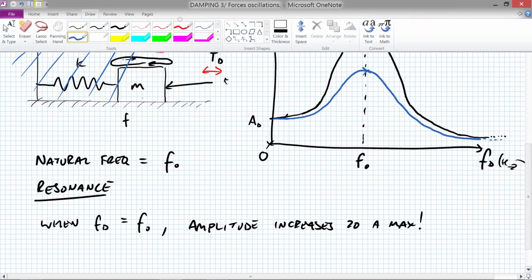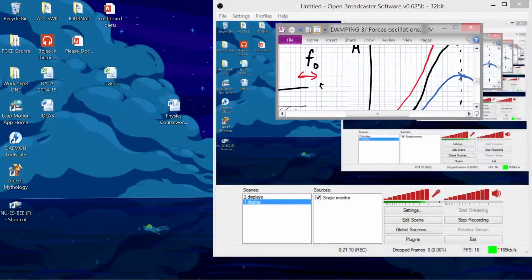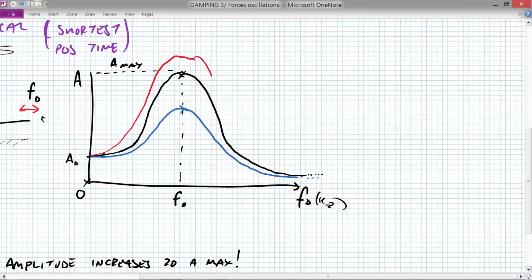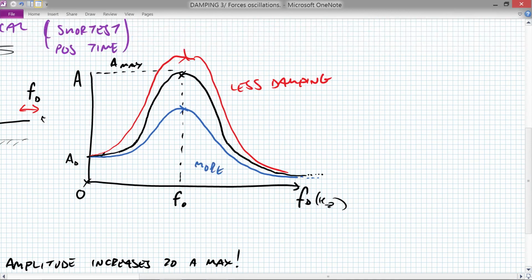And likewise, I could lubricate the system. I could evacuate all the air, or I could replace all the air with helium or something, and that would create a higher amplitude, again at the same resonance. So if you like, this is less damping, and this one down here is more. Okay, that's it. So that is Oscillations.